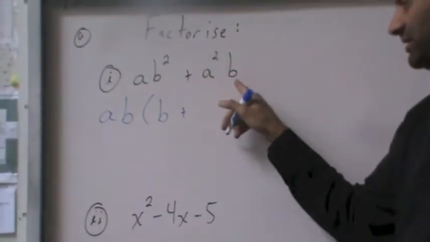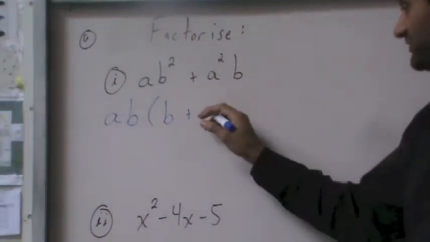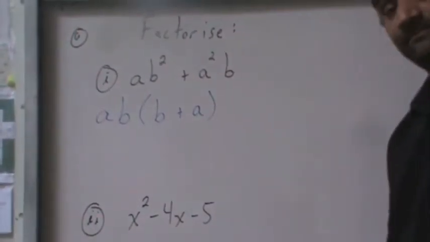We took one A and one B out. We have an A remaining. And that's all.